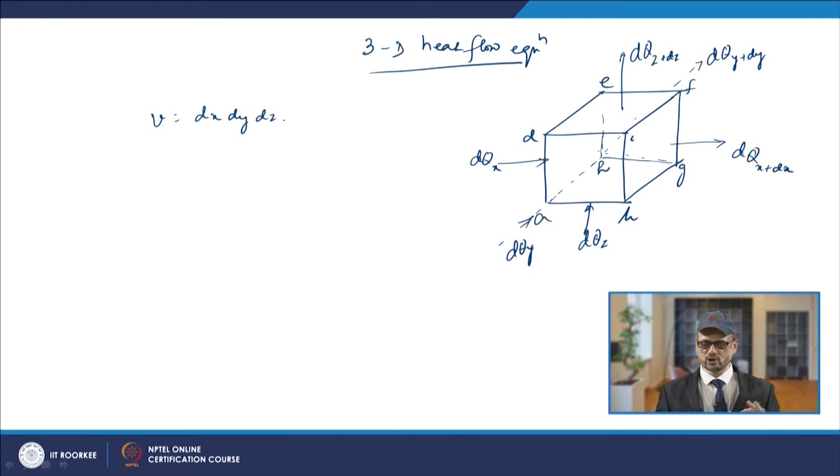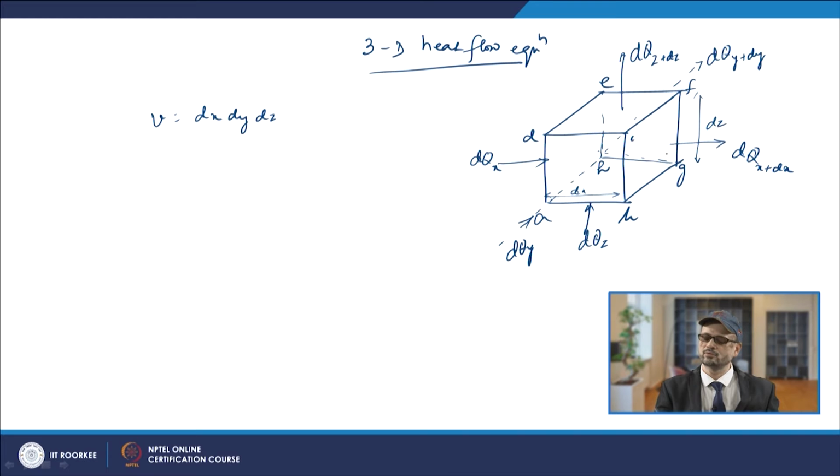Now, dqx is the quantity of heat which is entering towards the x face. So this is your direction x, and this dimension is dx. Similarly, this dimension will be dy, and this dimension will be dz.